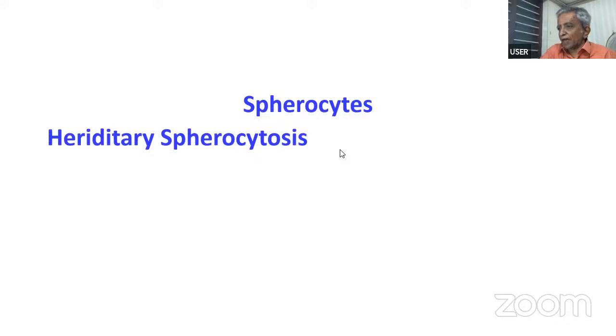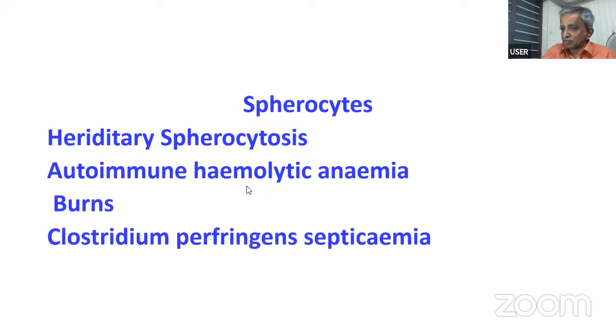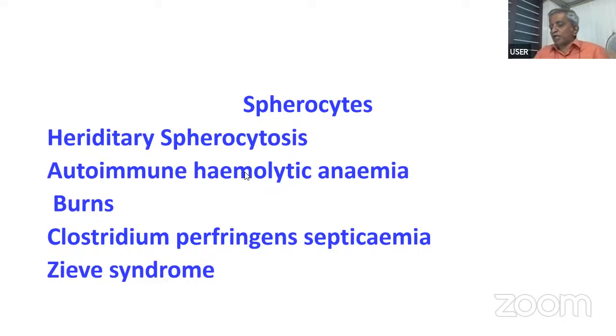Now the conditions are hereditary spherocytosis, then autoimmune hemolytic anemia. Most common will be autoimmune hemolytic anemia. Burns can produce it, but clinically there is no difficulty in diagnosing; it's not a diagnostic problem. It happens in Clostridium perfringens septicemia and Zieve syndrome. One more thing is sometimes snake bite produces phospholipase and so on. RBC membranes are damaged. That also produces spherocytes. So hereditary spherocytosis, autoimmune hemolytic anemia, Clostridium perfringens septicemia, you find this type of cells, and Zieve syndrome also. We'll come to Zieve syndrome later.